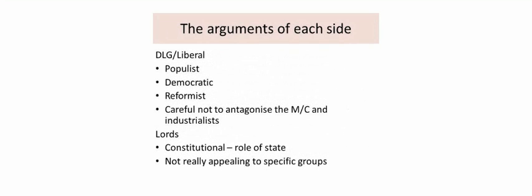So the arguments of either side, David Lloyd George and the Liberals, as well as the Lords, fall into a couple of broad categories. The Liberal argument is very populist. This is about the people versus the elites. Lots of rhetoric about rich old men having too much say, and it's very much them and us, sort of rich and poor, but the rich being the richest 0.2% as opposed to the richest 10%, just the aristocrats.